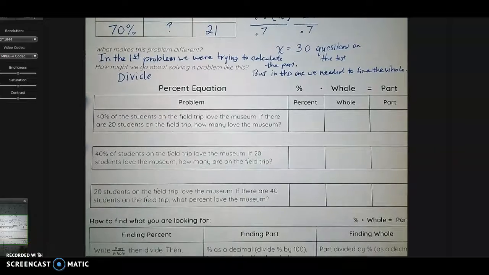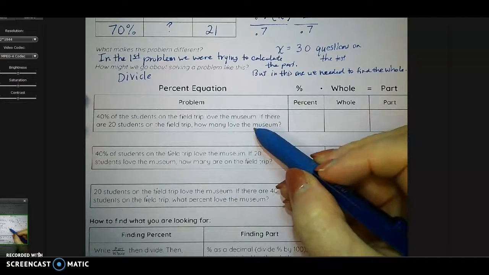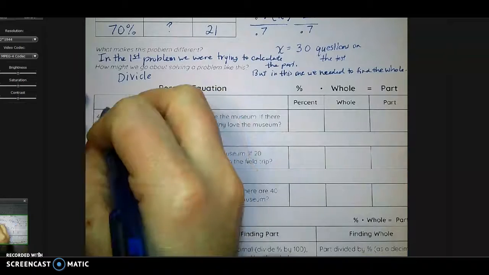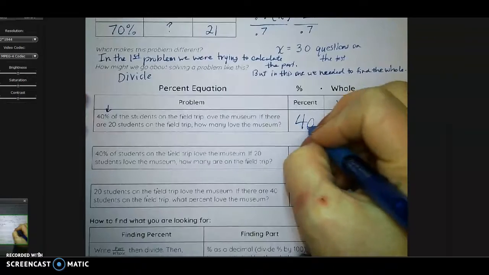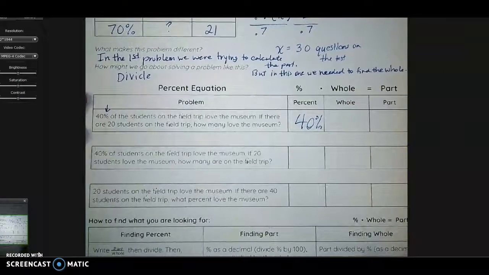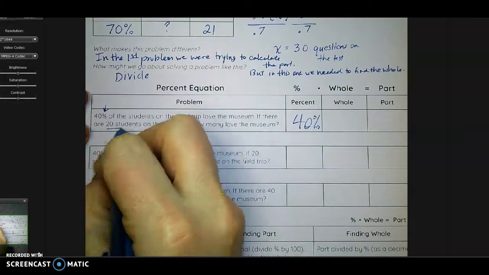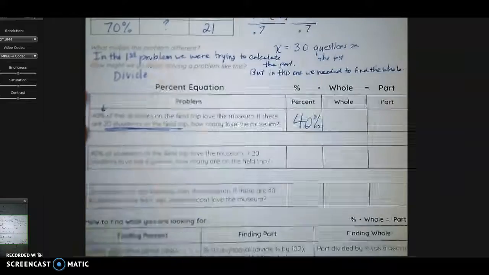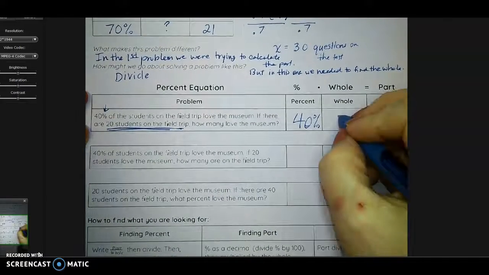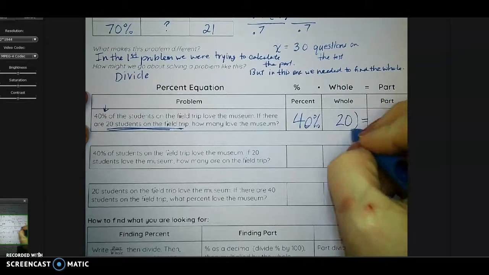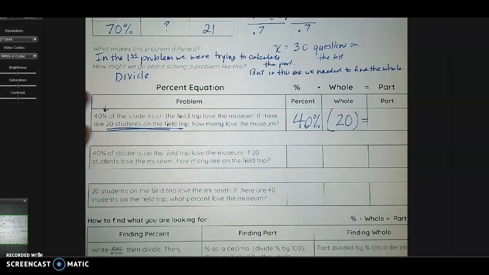All right, so let's take a look at the first one here. It says 40% of the students on the field trip love the museum. Oh, guess what? As soon as I see that percent sign, that is where it goes. That one's a no-brainer for me. If there are 20 students on the field trip, how many love the museum? Well, it tells me there's 20 students on the field trip. That's telling me all the students on the field trip, so that would be my whole. So I would multiply those to find my part.